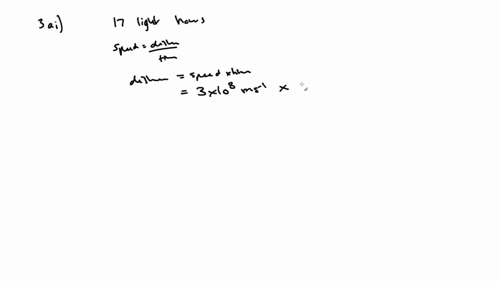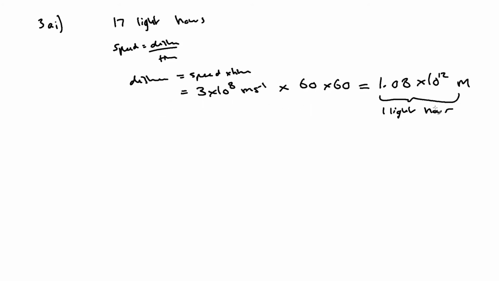And an hour is 60 minutes, or 60 seconds in a minute. So basically we've got 3,600 times 3 times 10 to the 8. And that will give us 1.08 times 10 to the 12 meters. So that is 1 light hour. You might think a light hour is a unit of time. It's not, it's a unit of distance, just like a light year is a unit of distance. It's the distance travelled by light in a particular period of time, in this case 1 hour.